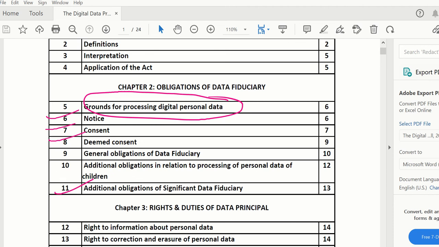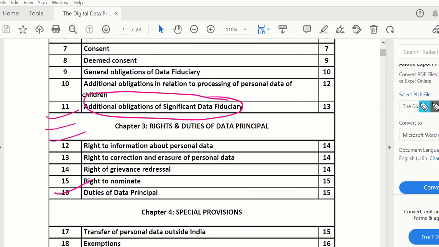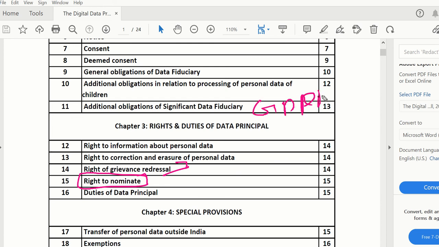Some rights have also been given to the user. If you see, there are certain rights given to users related to their personal data, like the right to information about their personal data. Users have the right to be informed related to their personal data. Correction and erasure are also there. Grievance redressal is also there. The right to nominate is the first time it has been added in any privacy regulation. If you have gone through the GDPR, these things were not there, but in this digital data protection bill, introduced by the government of India, the right to nominate is there.